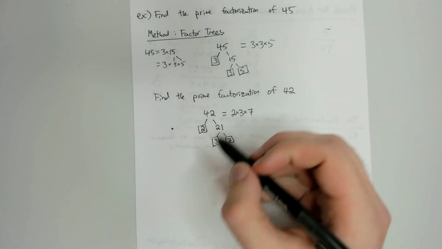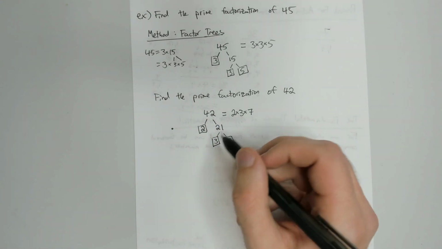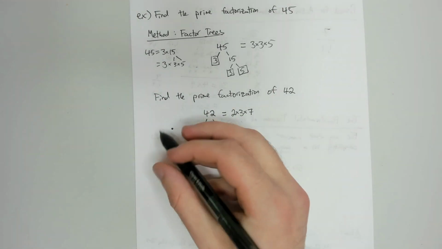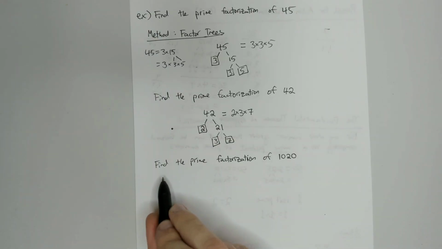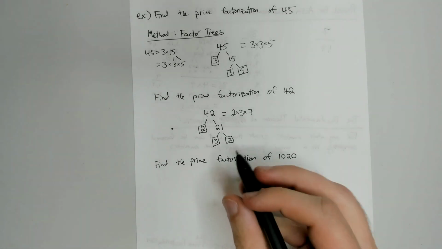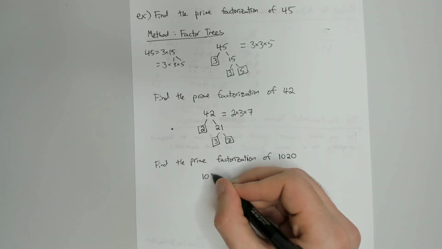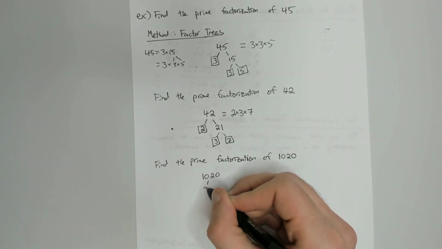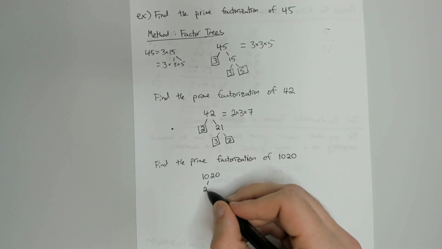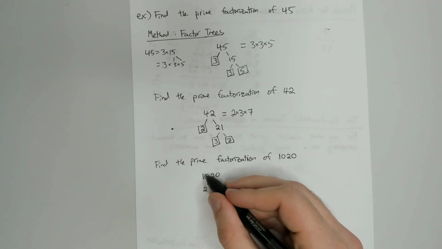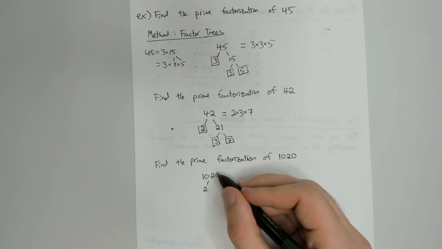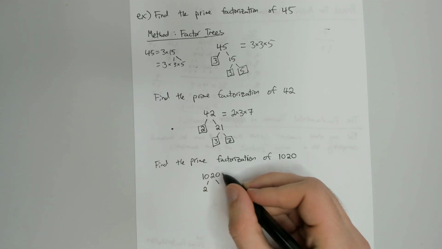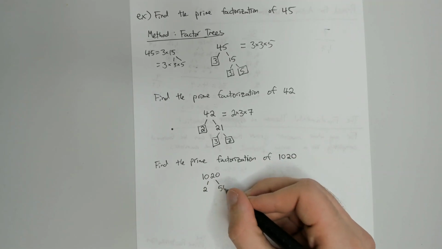All right, so let's try a bigger number now, and we'll see how this is still a very useful method. All right, so we're going to find the prime factorization of 1020. So we'll start with 1020, and then we're going to split it up with 2. What's 1020 divided by 2? Well, half of 1000 is 500, half of 20 is 10, so 1020 divided by 2 will be 510.